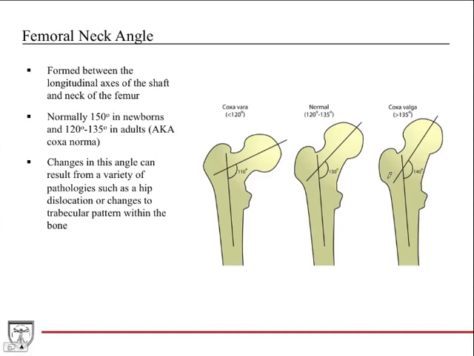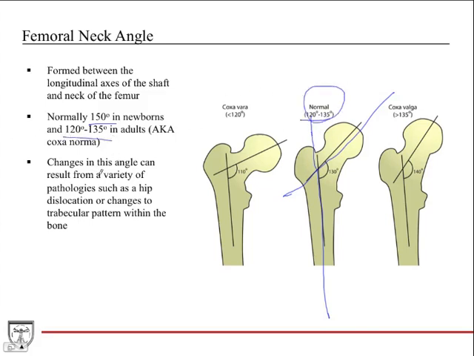A concept we want to explain here real briefly is femoral neck angle, and this is formed between the longitudinal axes of the shaft and the neck of the femur. So here's the shaft, here's the neck, it's this angle right here. Normally in newborns that angle is 150 degrees, but in adults it ranges from 120 to 135.